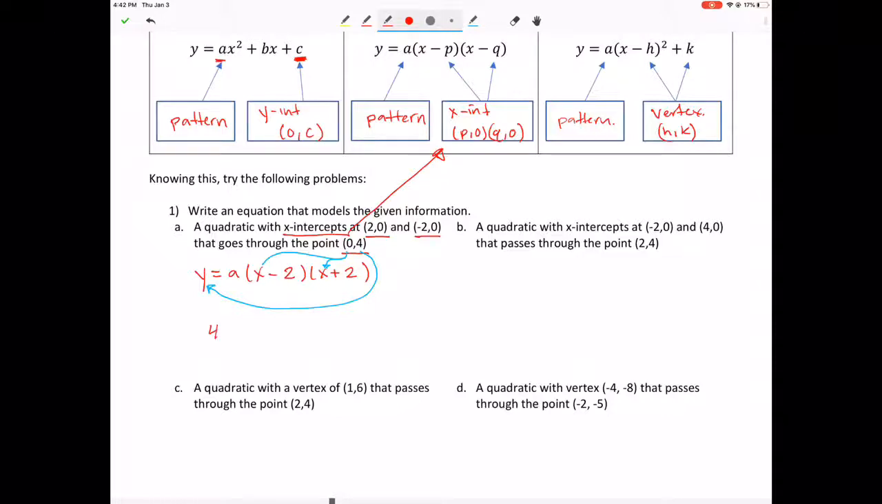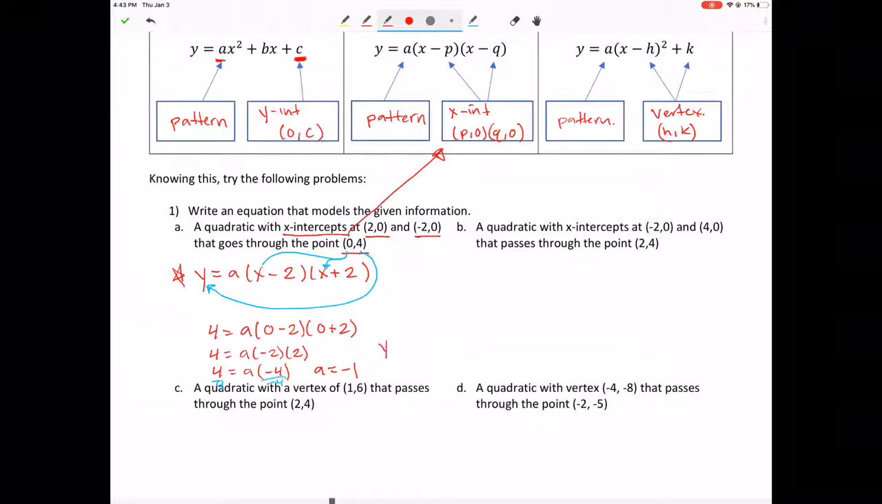So that ends up giving us 4 equals A, and then we'll do 0 minus 2 times 0 plus 2. Simplify: 4 equals A times -2 times +2. That gives us 4 equals A times -4. Okay, and we want to get A all by itself, so we divide both sides by -4, and that ends up giving us A equals -1. So now we have what A is.